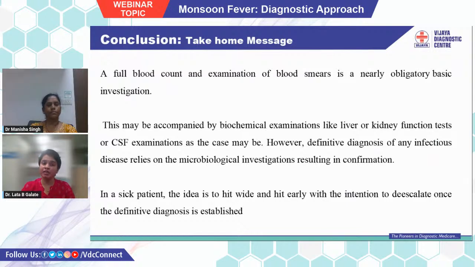In specific investigation, one can advise serological test or microbiological test. In a sick patient, the idea is to hit wide and hit early with the intention to de-escalate once the definitive diagnosis is established. So this is all about our monsoon fever and their diagnosis in short.